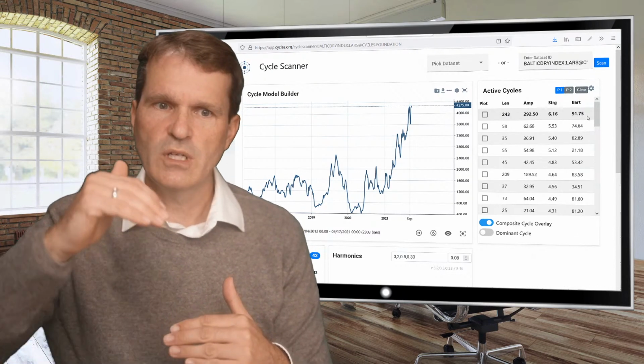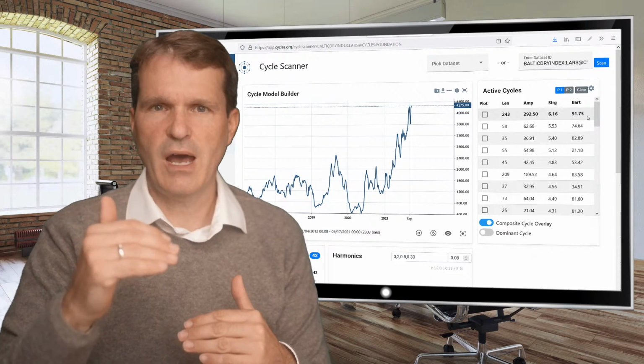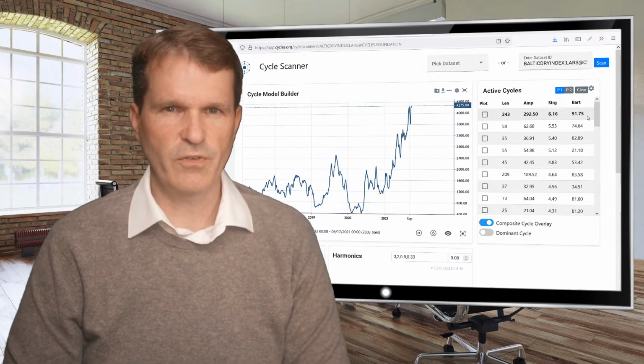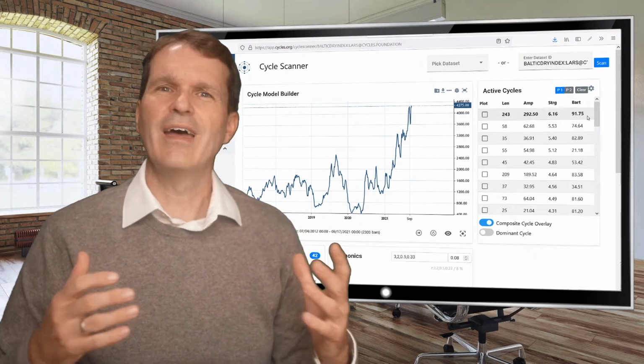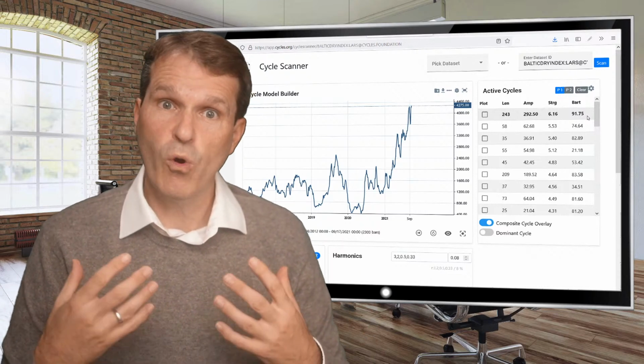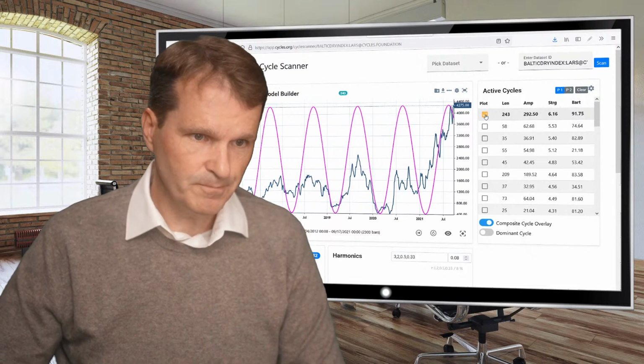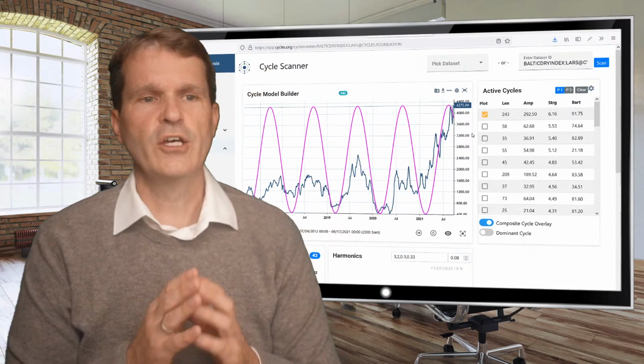Highest amplitude, highest strength, highest Bartels, clear separation in the spectrum. That's how a perfect spectrum looks like. So that's the cycle we now want to use for this analysis. So let's activate the cycle by adding it to our chart.